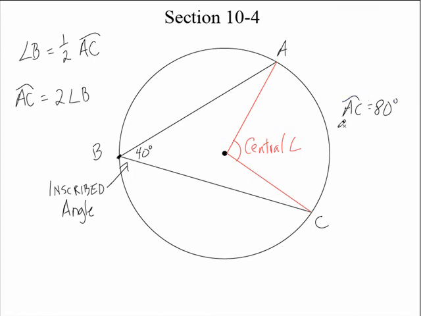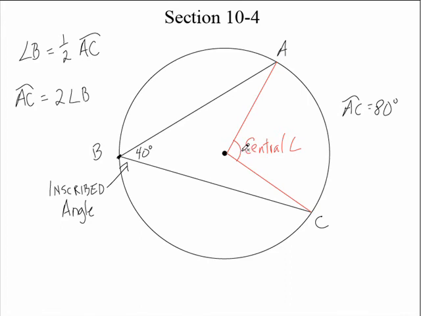Of course, you can go the other way around too, couldn't you? You could say, if you knew this arc right here, what is this angle? You with me? Not too hard. So that's inscribed angle. A little different than central angle. If this arc right here was 80 degrees, what would this central angle be equal to?